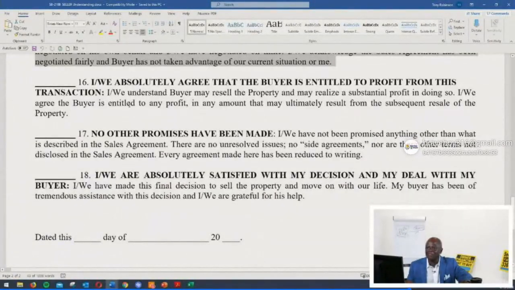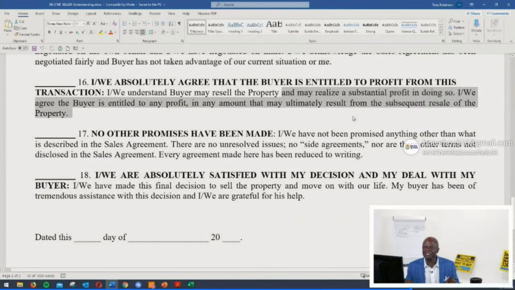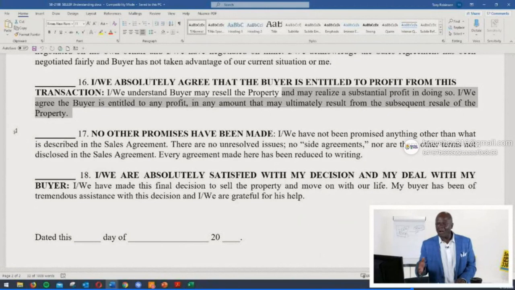Says we absolutely agree that the buyer is entitled to profit. All right. And you might make a boatload of money. It says, and may realize a substantial profit. Y'all see that? Now they're signing and initialing everything. And we're going to sit right there till they sign. Your attorney is having them sign all of this stuff. All right. Your attorney is making sure they sign all of this stuff.